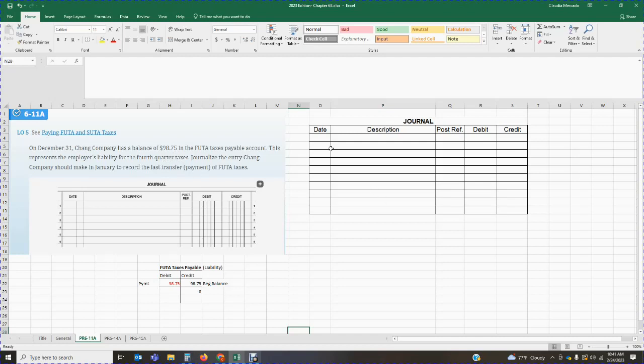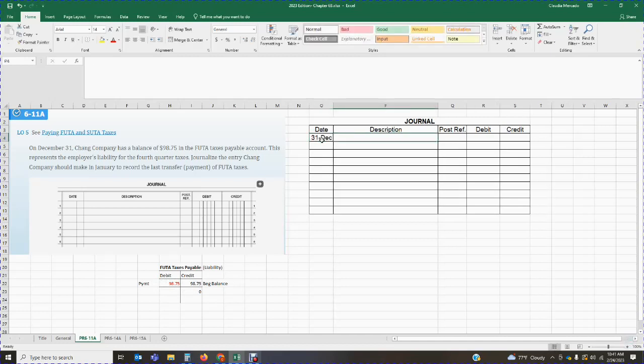Okay, so now we have to record the entry. We've identified that I need to debit my FUTA taxes payable to take the money out of the account. This is happening as of December the 31st. So I take the money out. I am going to debit my FUTA taxes payable for $98.75.